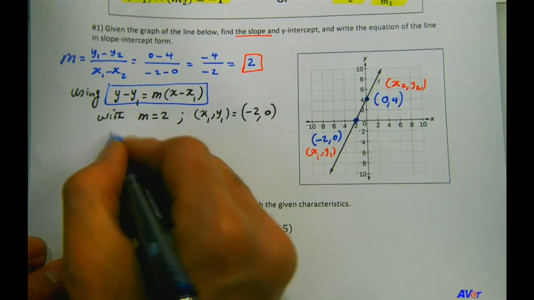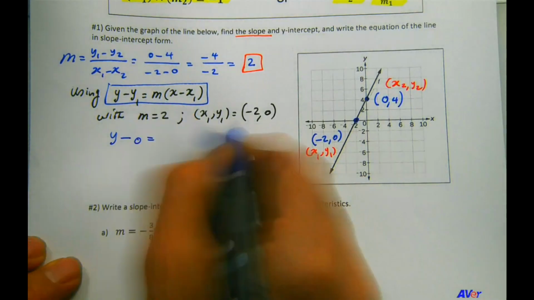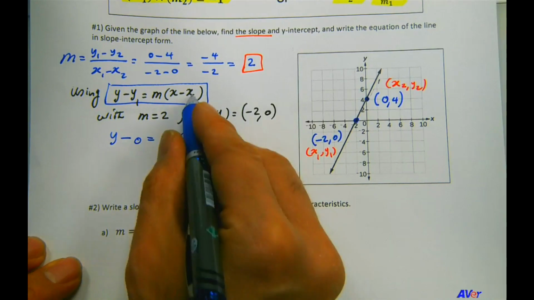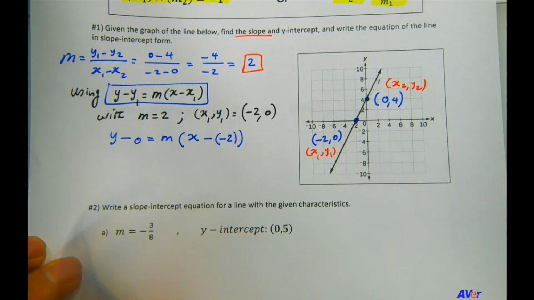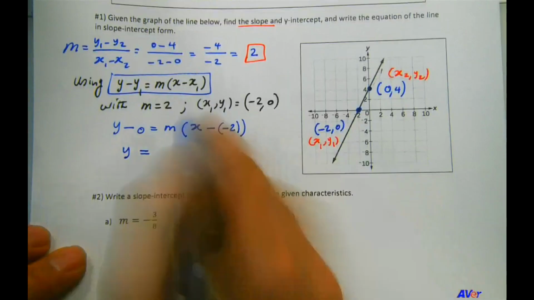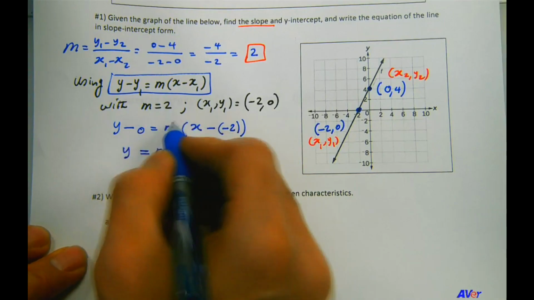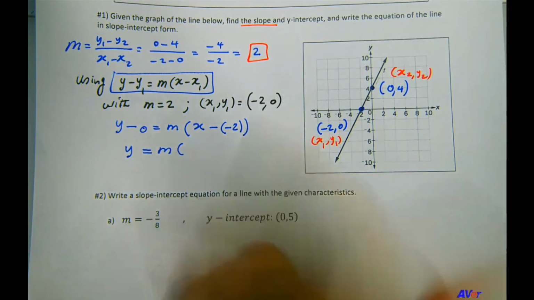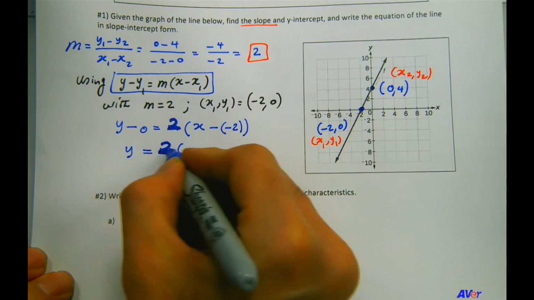So we have y minus y1, which is 0, equals m, which is 2, times x, which is x, minus x1, which is -2. So minus minus 2. Okay? So y minus 0 is just y. M times, oops, sorry, I forgot to substitute for m. Let me correct that. So this m should have been 2 because we have that here. And this m should have been 2.